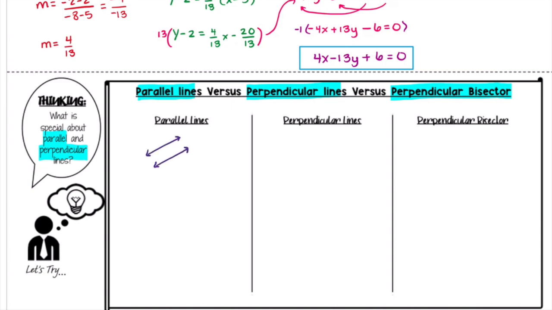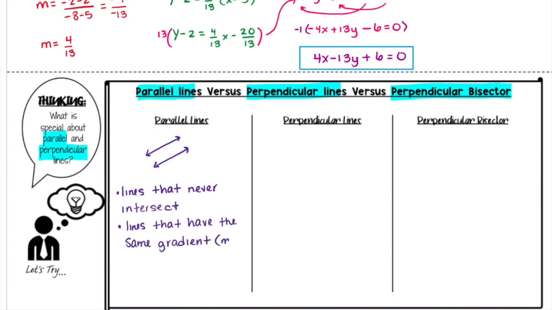So visually, these would be considered parallel lines. They never intersect and they have the same slope. So here we have, if line 1, L1, has a slope of m, that means that the second line, L2, will also have the same slope. Perpendicular lines, on the other hand, do intersect.